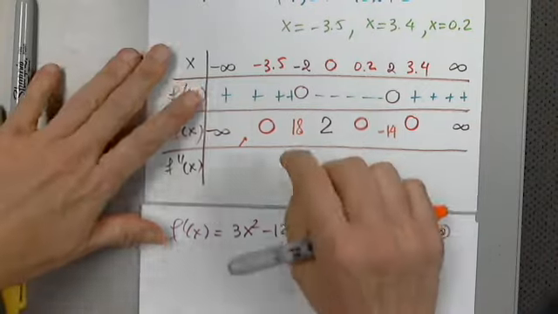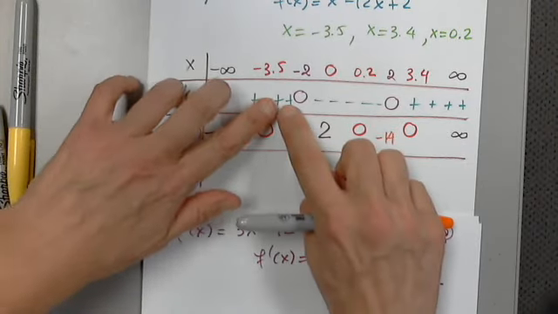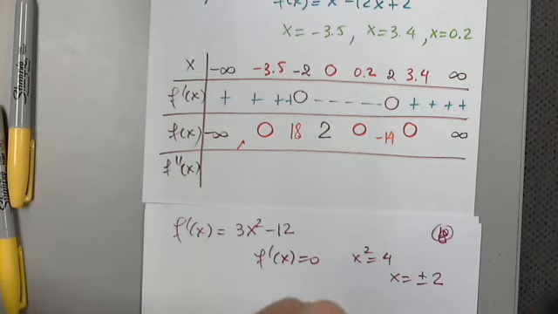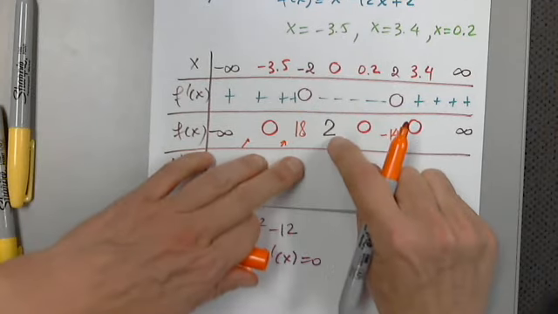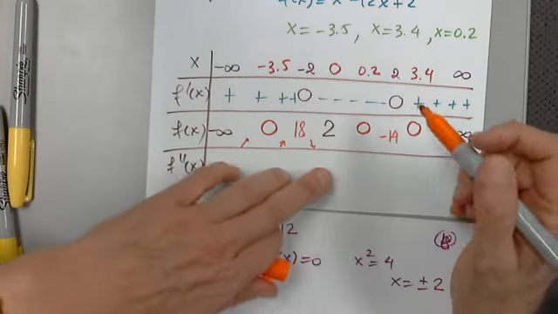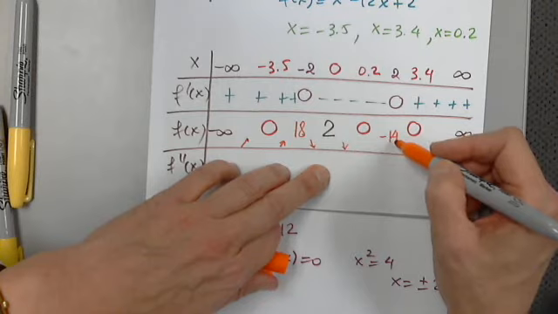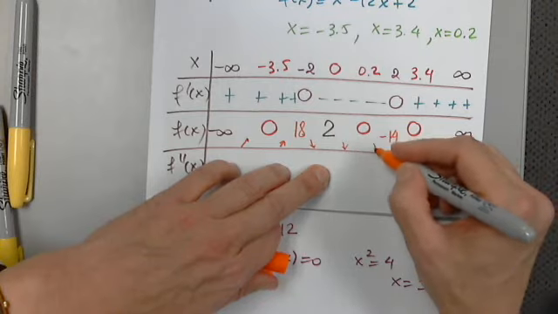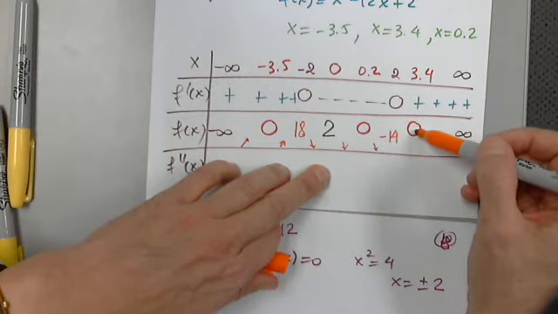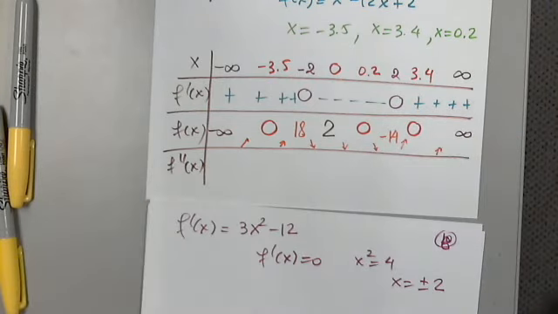Okay. So from 0 to 18, what does the function do? Good. From 18 to 2, that's okay because the first derivative is negative. From 2 to 0, yes. From 0 to negative 14, good. And then from negative 14 to 0, good. And from 0 to infinity. It appears that everything is all right.